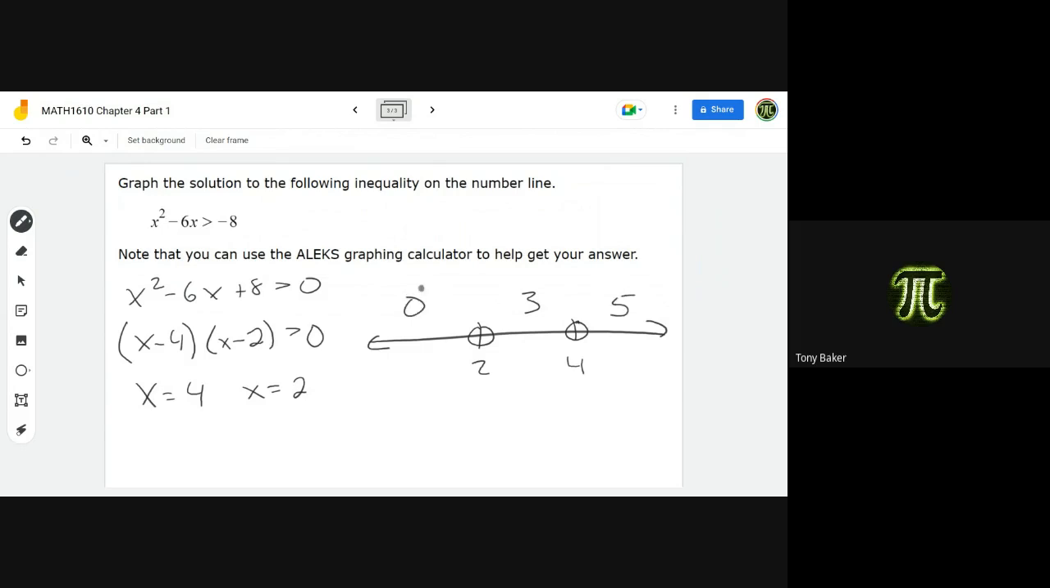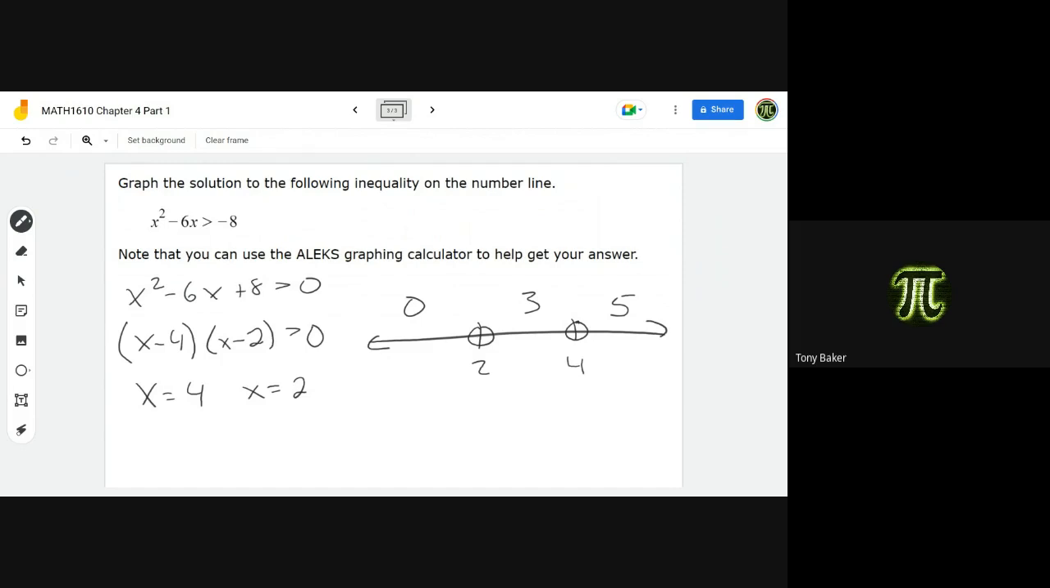If you can choose 0, choose 0. You can choose any number on that interval. It doesn't make a difference as long as it's not 2 or 4. So I could have chosen 1, 3, and 5. It would be fine. You could technically have chosen 2.5 and things like that if you wanted to. I don't know why you would want to, but you could. So any of the numbers would have worked.